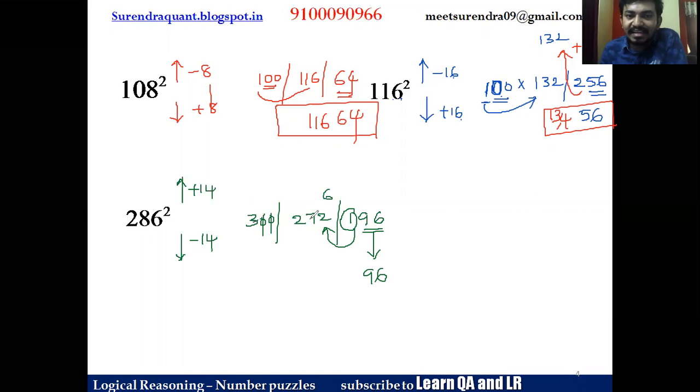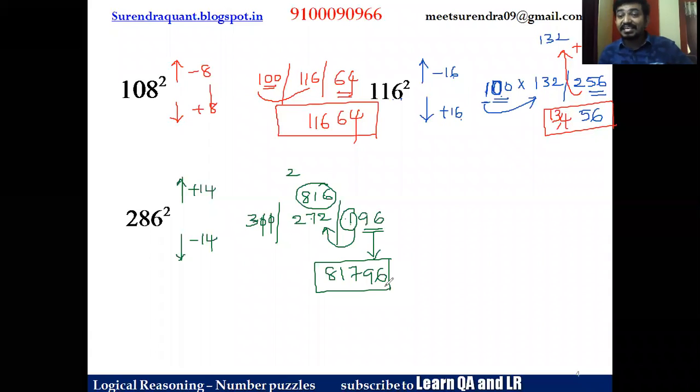3 2s are 6, 3 7s are 21, 3 2s are 6 plus 2, 8. So 816 is the product, and this one should be added to 816. So 816 plus 1, 817. So 81796 is 286 square. Okay, let's understand by taking one more numerical.